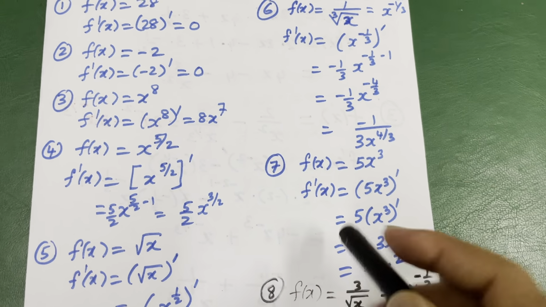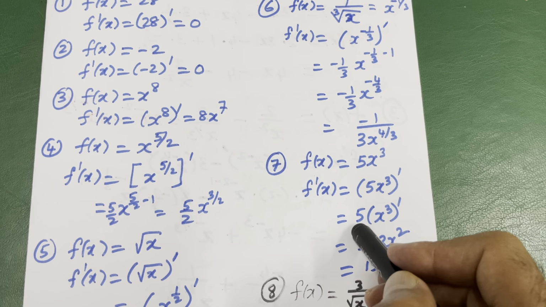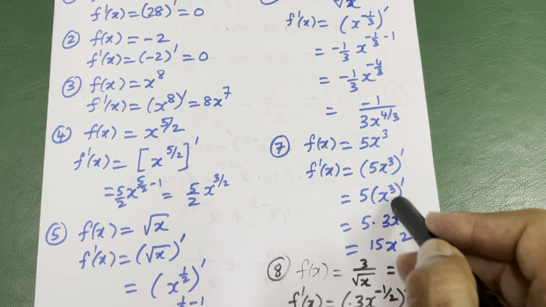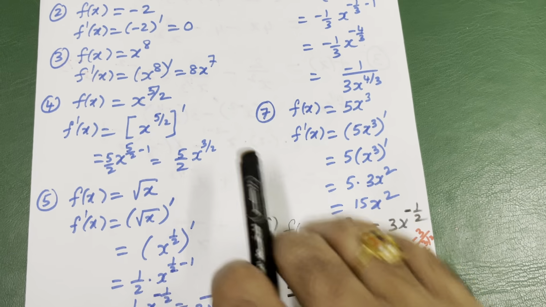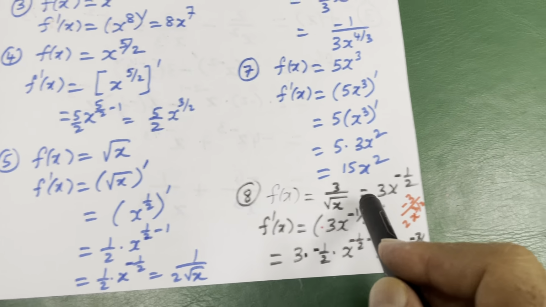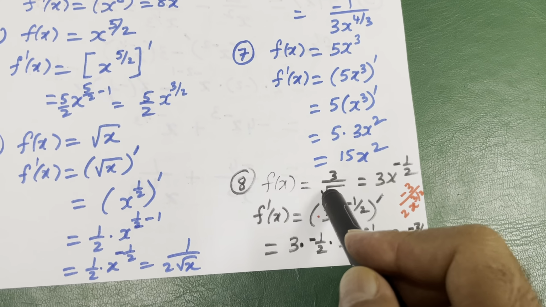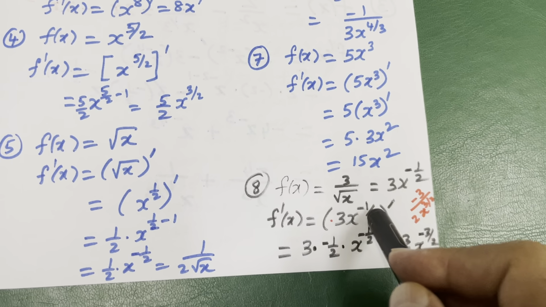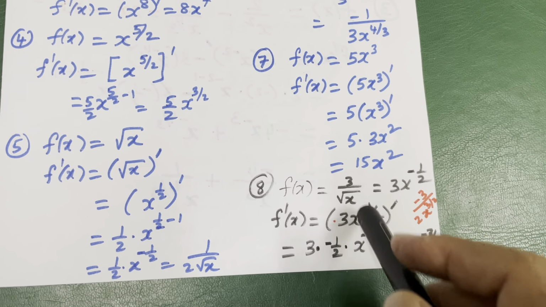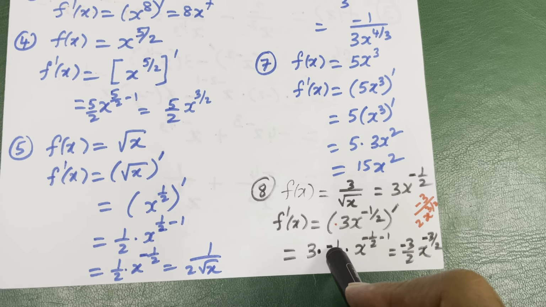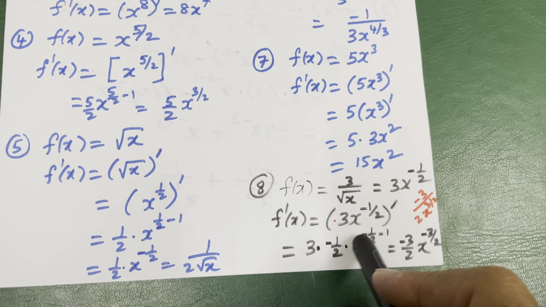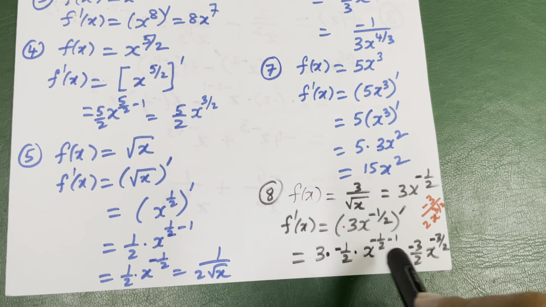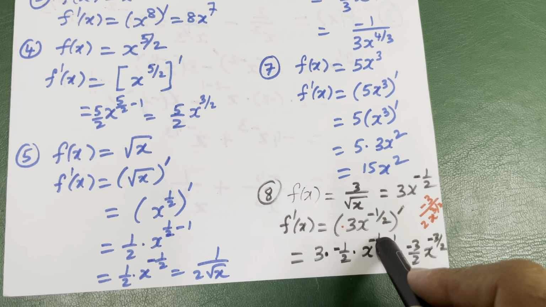5x cube derivative is simple. 5 will not participate in the derivative, only x cube will participate, that is 3x square, so 15x square. Let us see this: 3 over root x. 3 will not participate, and root x is x power half, so in the numerator it is x power minus half. So x power minus half derivative: minus half will come to the front, 3 multiplied, and x power minus half minus 1, so that is minus 3 over 2.